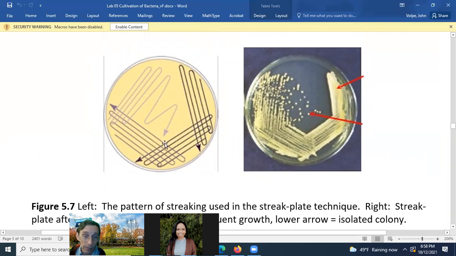So it doesn't matter where the isolated colonies are. The goal of this quadrant streaking method is just to get isolated colonies someplace on the plate.